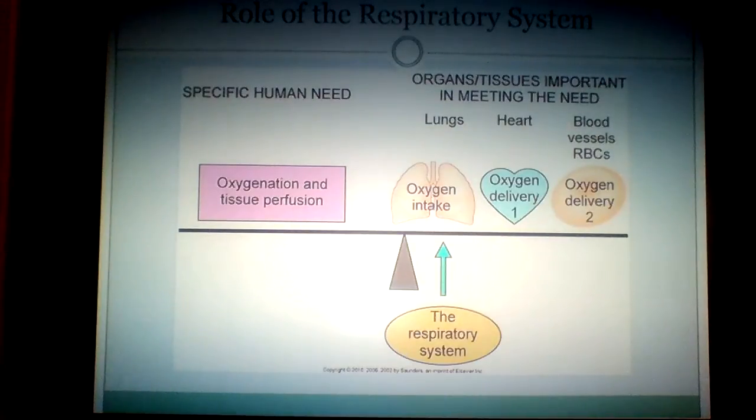And of course, in order for the delivery system to deliver its product, it needs a car, and the car is going to be red blood cells, aka our hemoglobin, okay? So the main thing is for us to provide oxygenation, to remove carbon dioxide and waste from the body, which is a product of metabolism, and then we have some secondary functions, which is speech, smell, and to help with maintaining acid-base balance. And we learned that from our last presentation.